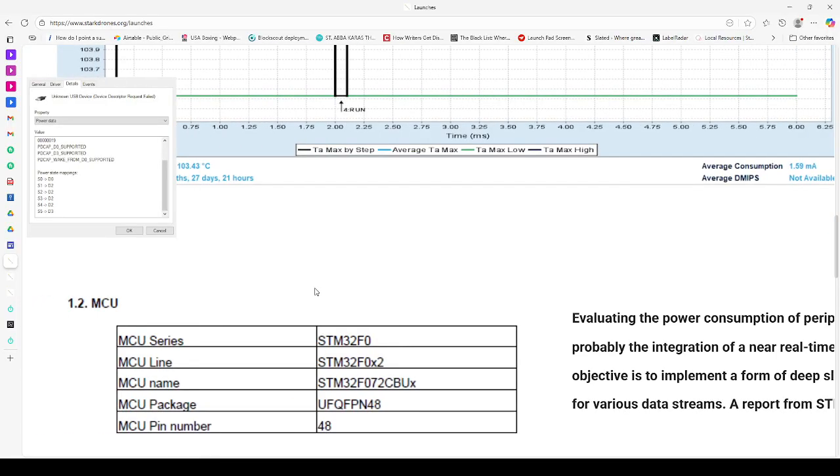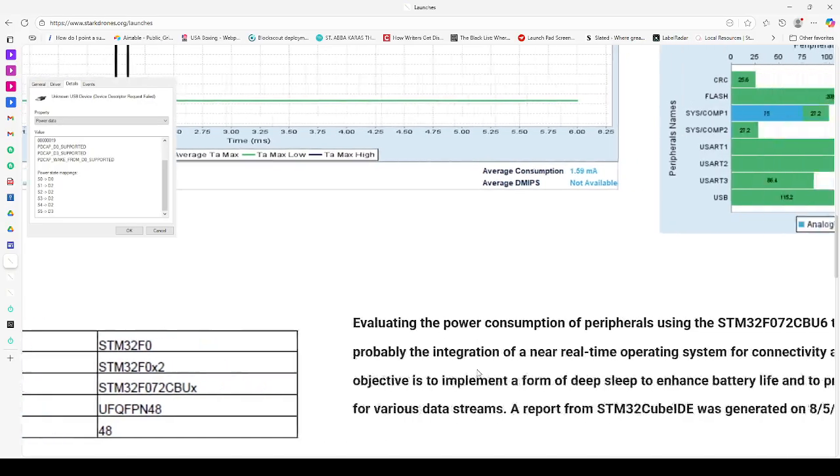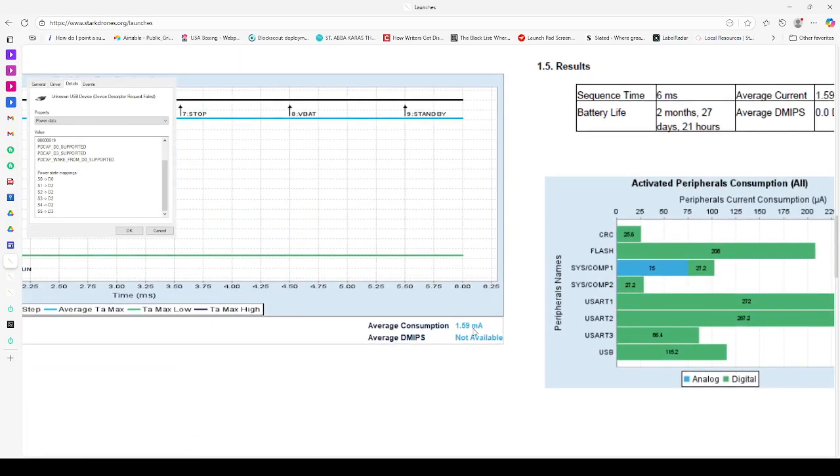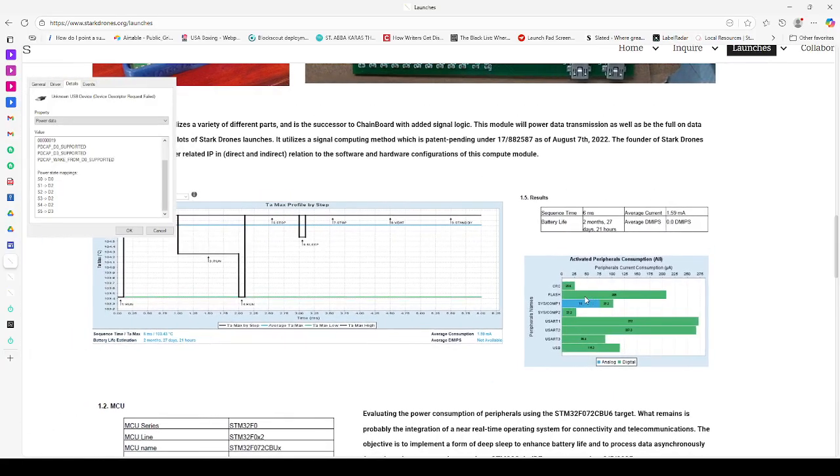But besides that, you obviously have the MCU series, which is, again, one of the core MCUs in our board. And again, the objective is obviously to implement, especially for power consumption, deep sleep. And this report was actually generated today, or depending on when you see this, August 5th. So that's a little minor update in regards to what's been going on in relationship to development with the board. But deep sleep is obviously something that is very crucial to implement.